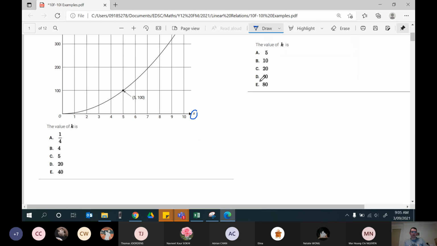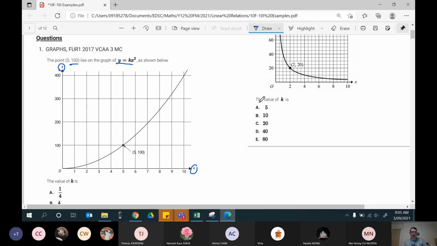So all I need to do here is my working out. I've got the equation, y equals kx squared. Now this isn't x squared, this is x, so I'm going to substitute it in. The value of y is 100 and the value of x is 5. So I'm going to do 100 equals k bracket 5 bracket squared.